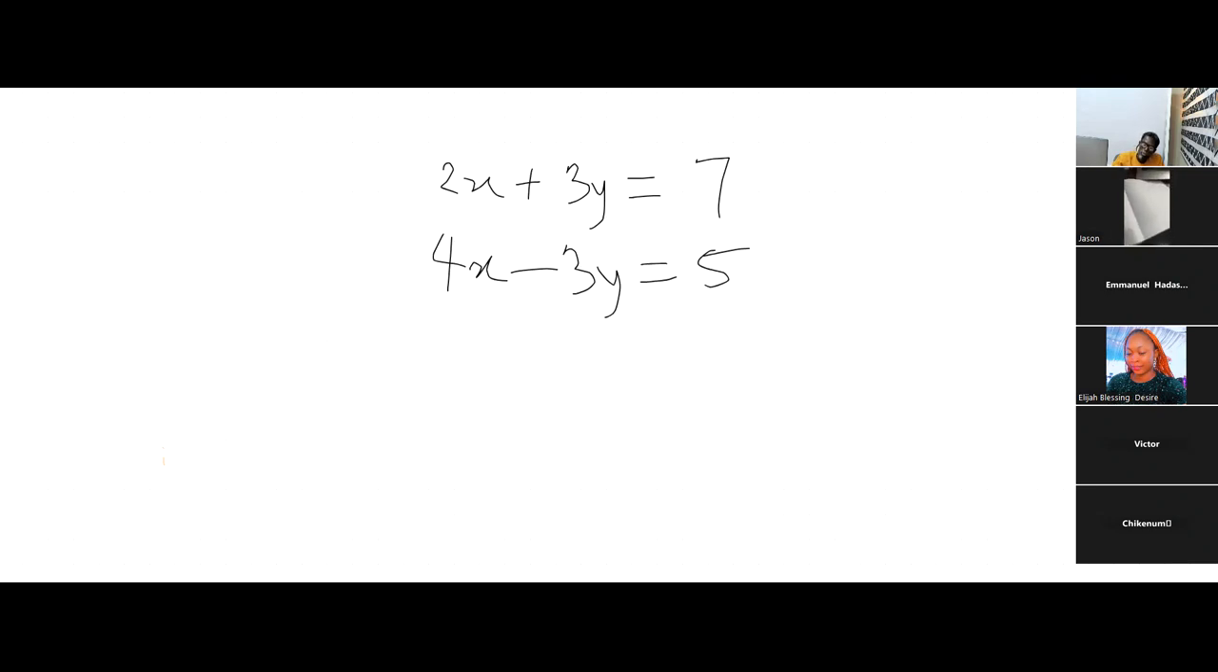Y is 2.3, sir. 2.3, you are correct. When x is equal to 0, y is equal to 2.3, that is 7 over 3. Now, y is equal to 0. What is the value of x? X is 3.5. You are correct, son. You are getting there.